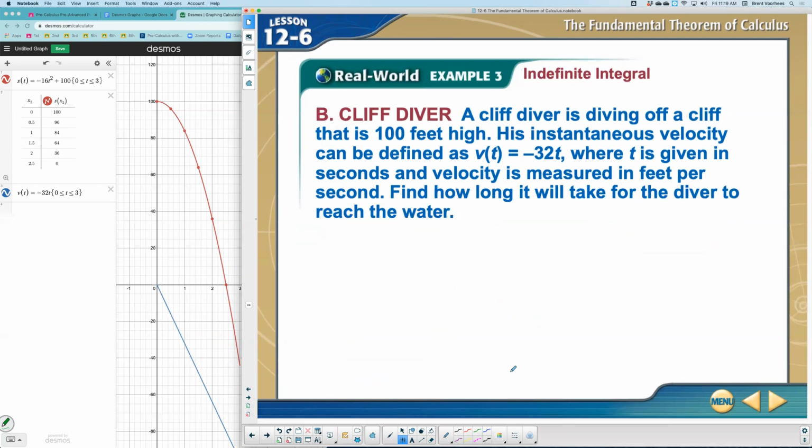So now let's go to part B. It says a cliff diver is falling off a cliff that's 100 feet high. Its instantaneous velocity can be defined by this equation, where t is given in seconds. The velocity is measured in feet per second. Find how long it'll take for the diver to reach the water.